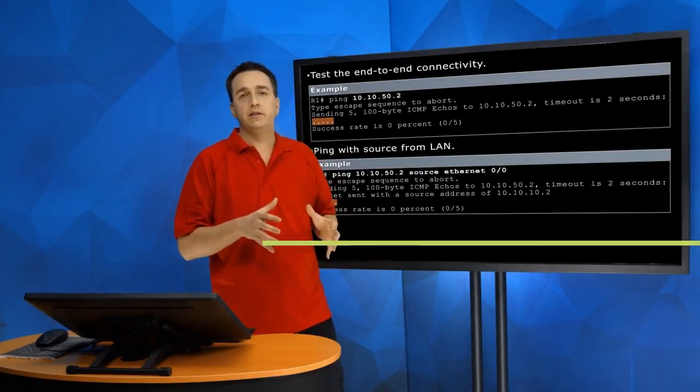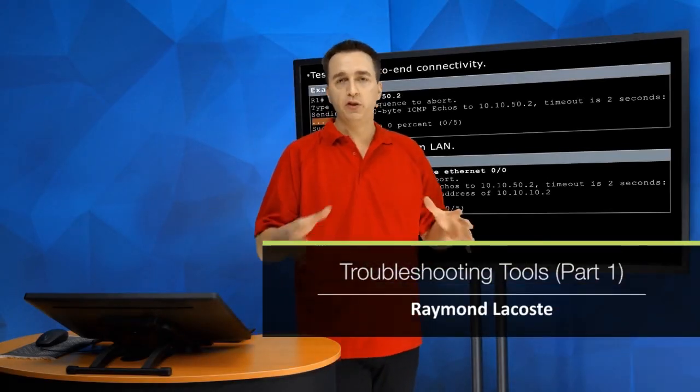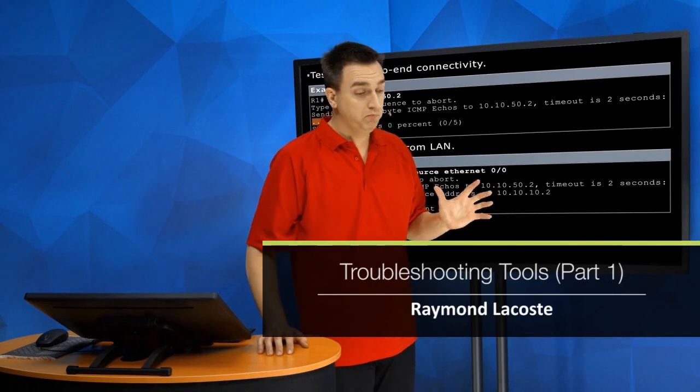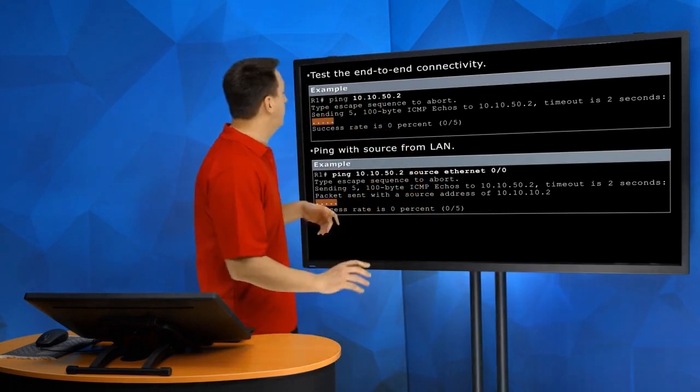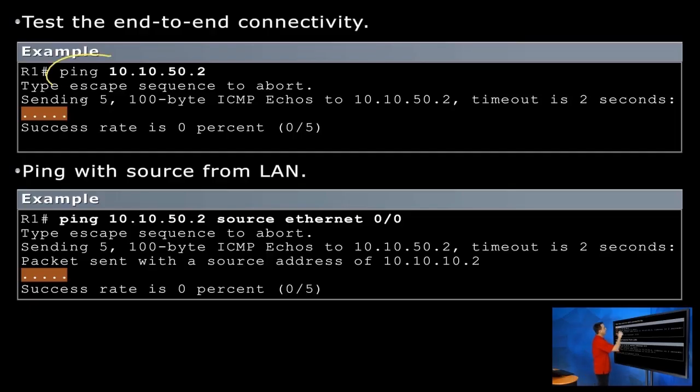How can you test if you have connectivity to a specific device? Use ping. Ping is a command that we will find on all IP-enabled devices. What does ping do? Ping sends out a probe, an ICMP echo message it's called.